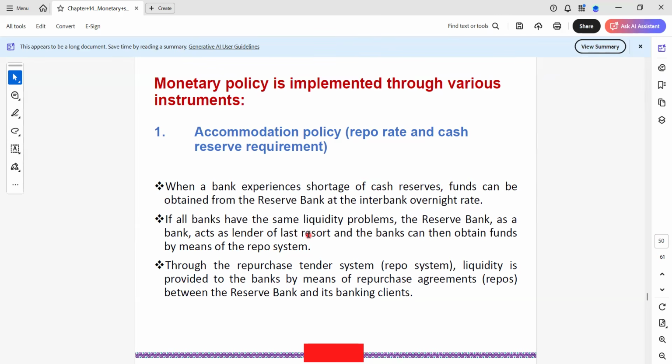Through the repurchase tender system, which is the repo system, liquidity is provided to the banks by means of a repurchase agreement between the Reserve Bank and its banking client.